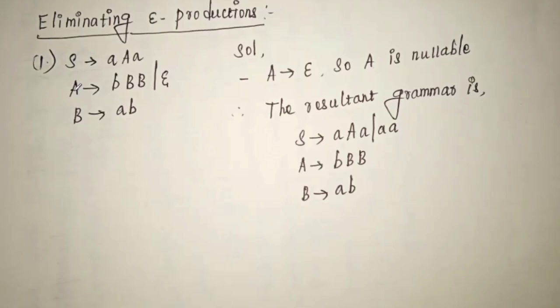In the second production, A tends to small b capital B or epsilon. Here remove epsilon directly, keeping only A tends to bB. Then you write A tends to terminal symbol b followed by non-terminal symbol B. And the last production, B tends to AB. In this production there is no change since it does not contain an epsilon symbol, so you directly write B tends to AB. This is the resultant grammar of eliminating epsilon productions.